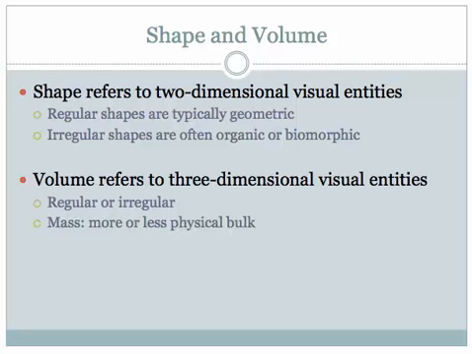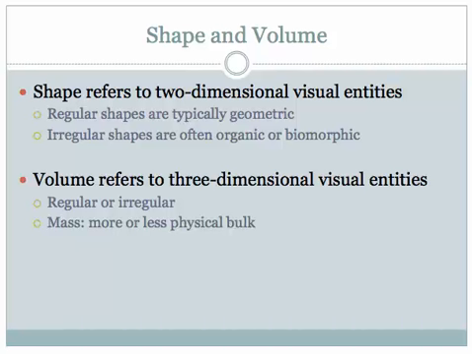Shape and volume. What shape does a particular figure take? Whether it's a statue, or a bronze, or a marble, or even certain drawn shapes, painted shapes. Okay, shape refers to a two-dimensional entity. Okay? And regular ones are geometric, irregular ones are organic, they're natural, biomorphic, fancy term for that.